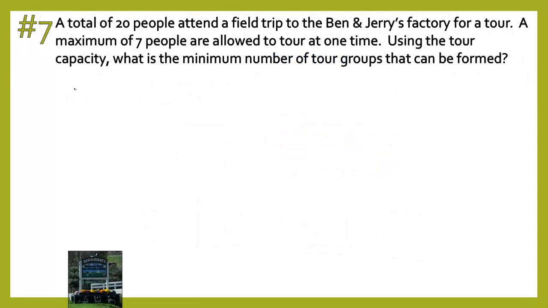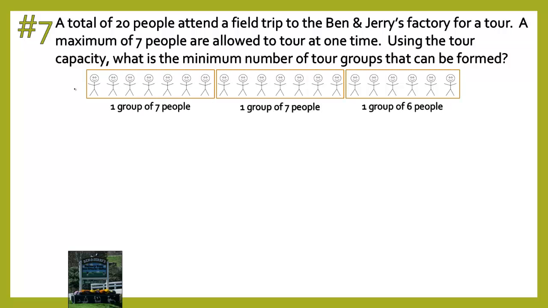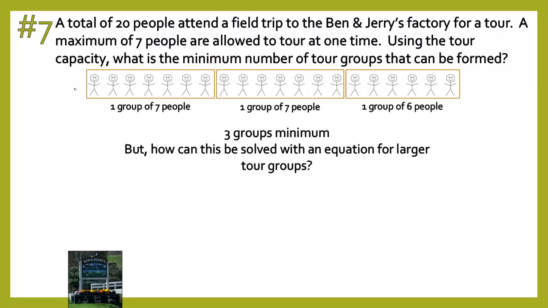All right, final type of problem. So a total of 20 people attend a field trip to Ben & Jerry's factory for a tour. A maximum of 7 people are allowed at one time in a tour group. So using that capacity, what's the minimum number of groups that can be formed? All right, so 7 doesn't go into 20 evenly. So we have one group of 7, another group of 7, and then a group of 6. So we would need 1, 2, 3 groups.